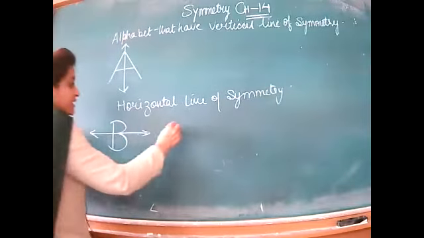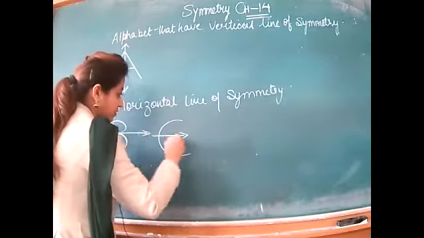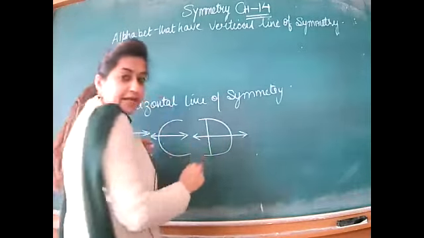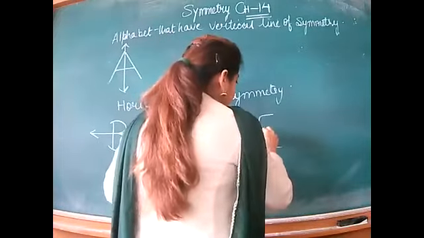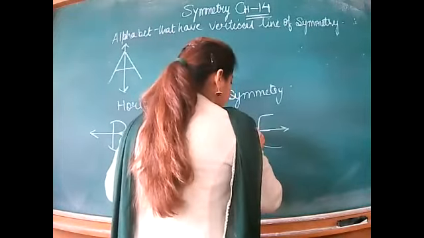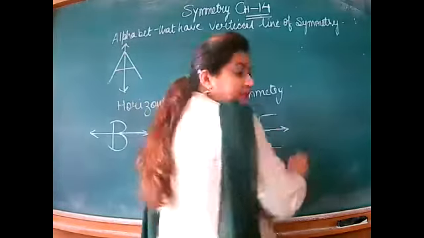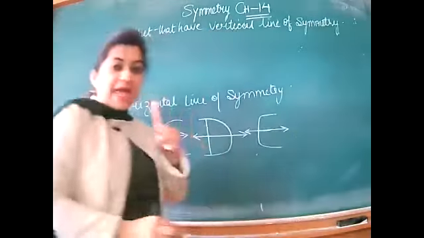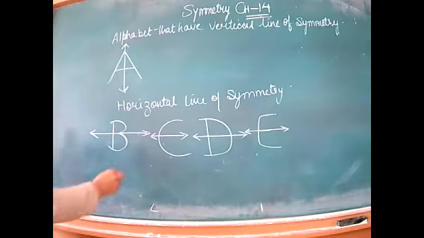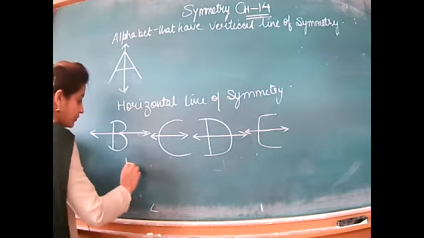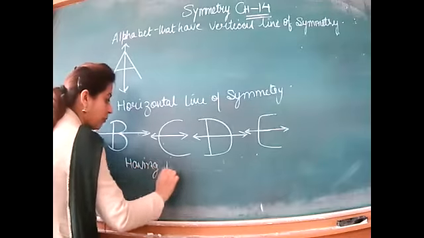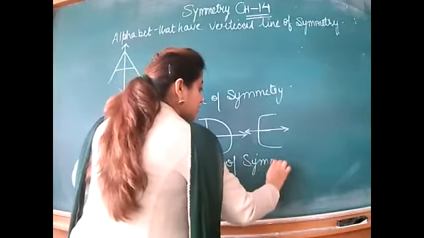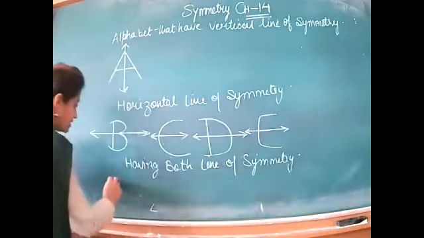Okay, C, D, E. F does not have a line of symmetry, G also does not, H. There are also alphabets that have two lines of symmetry, having both lines of symmetry. Which are they?